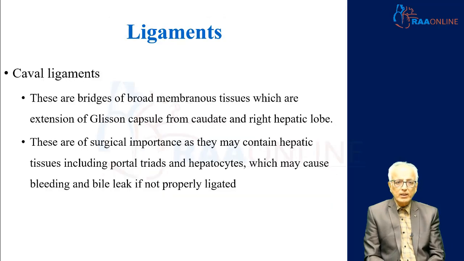Coming to other ligaments, there are caval ligaments. These are bridges of broad membranous tissue which are extensions of Glisson's capsule from the caudate and right hepatic lobes. These are of surgical importance as they may contain hepatic tissue including the portal triads and hepatocytes, which may cause bleeding and bile leak if not properly ligated.